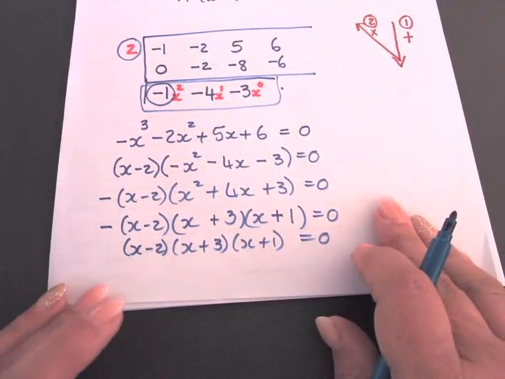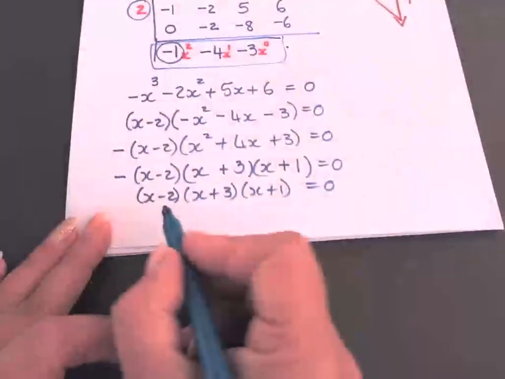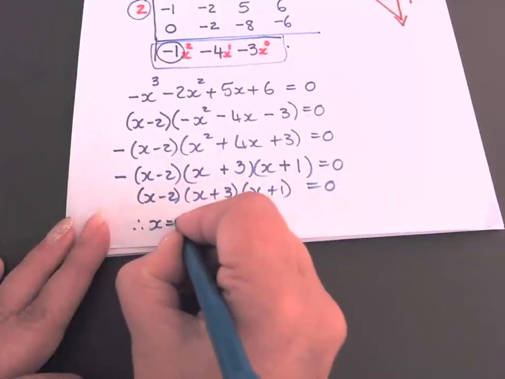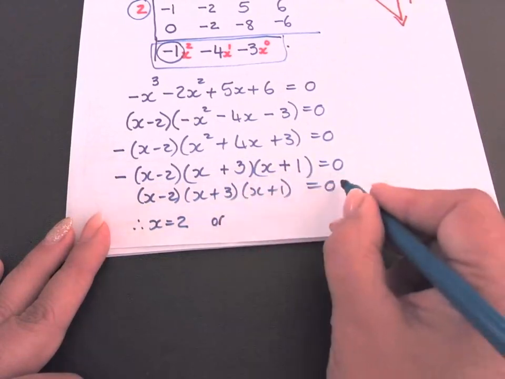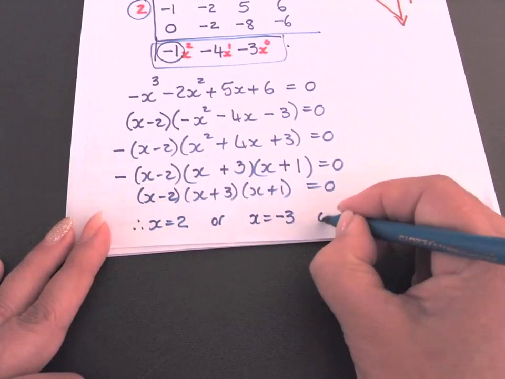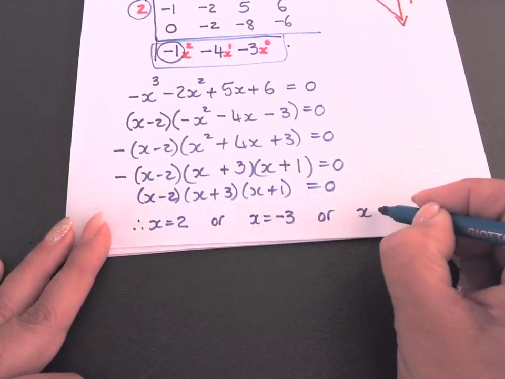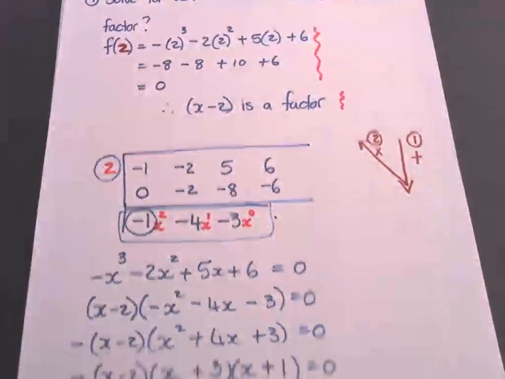To get your roots, or to get your factors, or to solve x, we say x minus 2 equals 0, therefore x equals 2. Or x plus 3 equals 0, therefore x equals negative 3. Or x plus 1 equals 0, therefore x equals negative 1. And there you solved a cubic function with synthetic division.